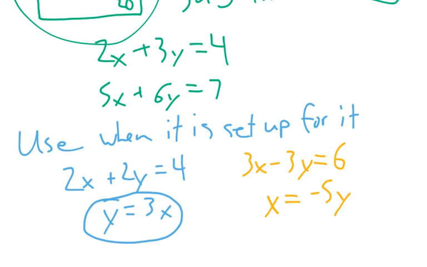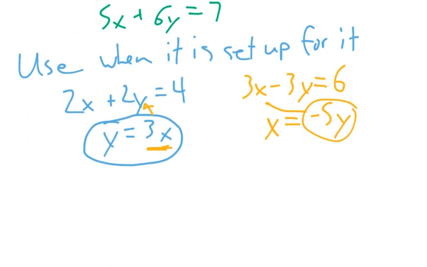Again, this one is set up to use the method because it's already got x equals. And so all we have to do is plug this in wherever we see an x, or over here, plug this in wherever we see a y. So in a situation like this, substitution makes great sense.